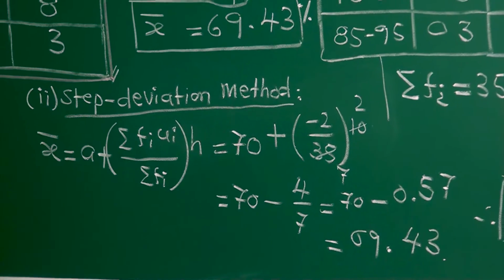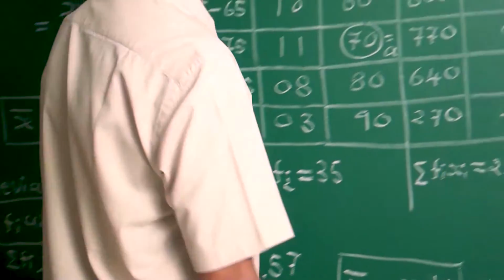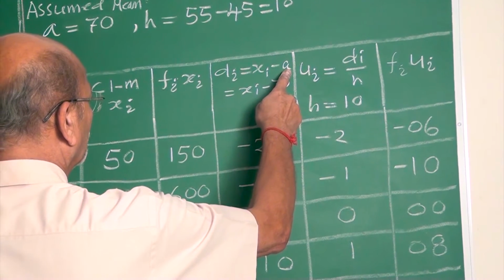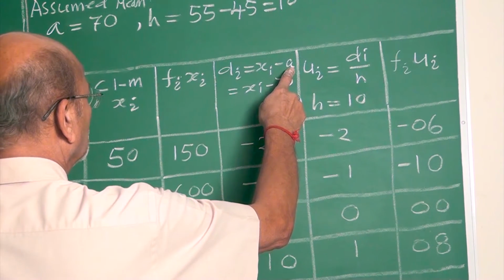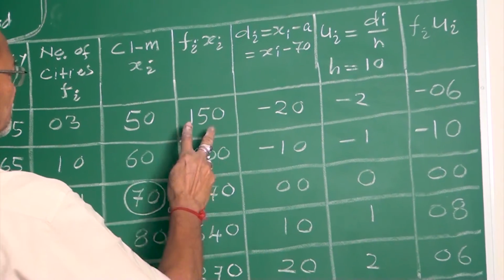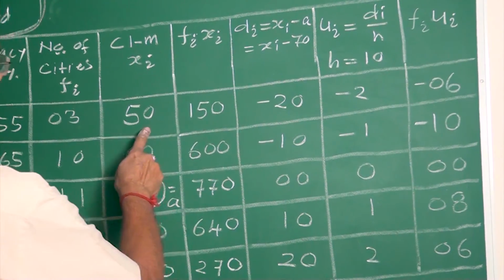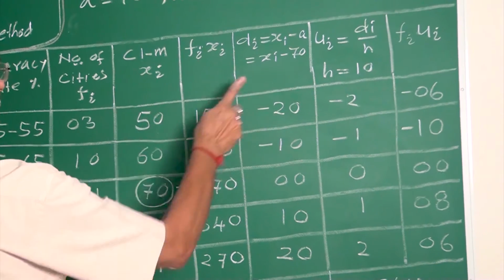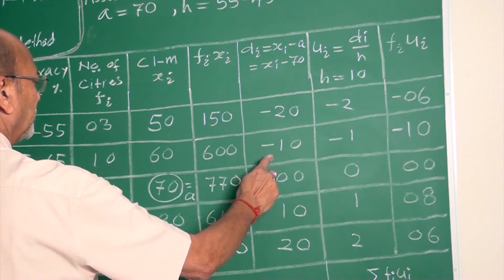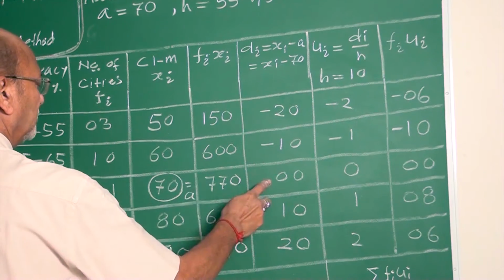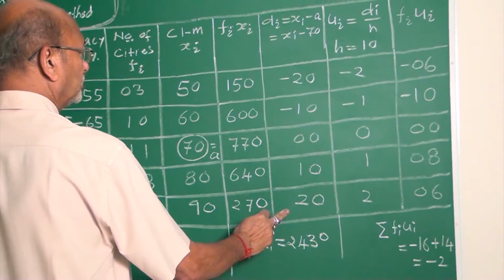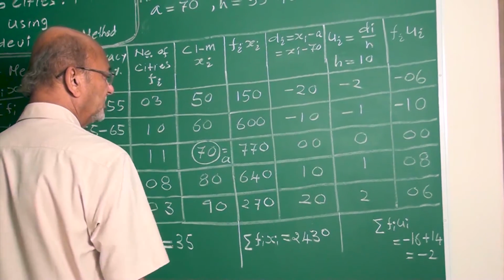Then, for the step deviation method, you want the assumed value and ui. That ui needs di upon h. What is di? xi minus a. For each class you must find this value. a is 70, so xi minus 70. 50 minus 70 is minus 20. 60 minus 70 is minus 10. 70 minus 70 is 0. 80 minus 70 is 10. 90 minus 70 is 20. This is di.